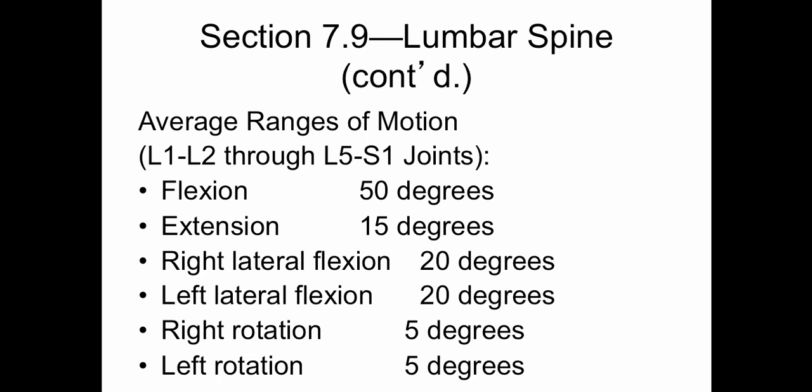The average ranges of motion listed on this slide are the average ranges of motion of the lumbar spine from an anatomic position. As can be seen, the lumbar spine allows free motion in most directions, but rotation of the lumbar spine is limited.